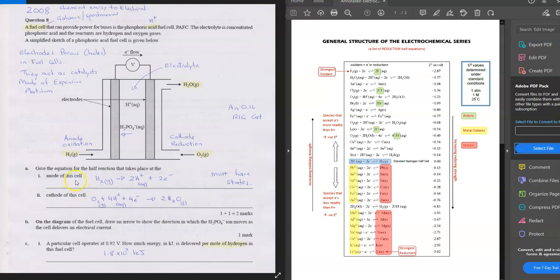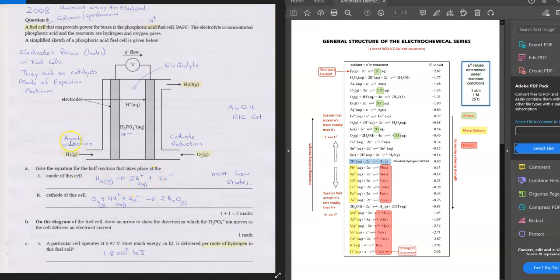Okay, so when we look in our data booklet, you'll find the reactions for this and this. Hydrogen here, this one is your standard half cell. It's the half cell that all of the E0 values are based on. And your oxygen is up here. So these are the two. Because you're getting these out of the data booklet, oxidation and reduction, you must make sure you've got the states.